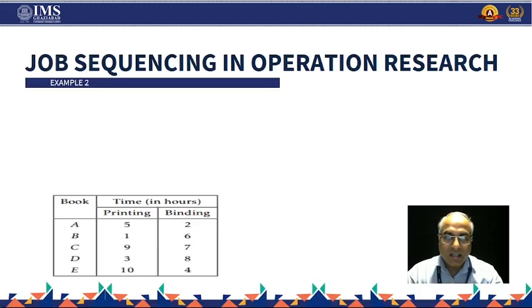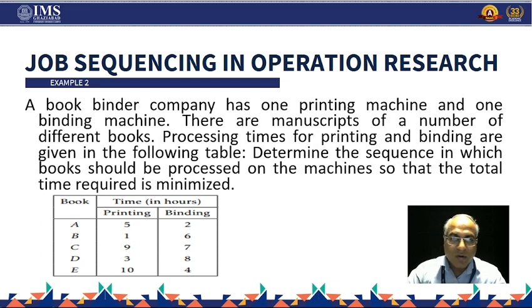Let us understand the next problem in job sequencing. The problem is a bookbinder company has one printing machine and one binding machine. Definitely, printing has to be done first and then binding. That is the logical sequence. There are manuscripts of a number of different books. Processing times for printing and binding are given in the following table. Determine the sequence in which books should be processed on the machines so that the total time required is minimized.